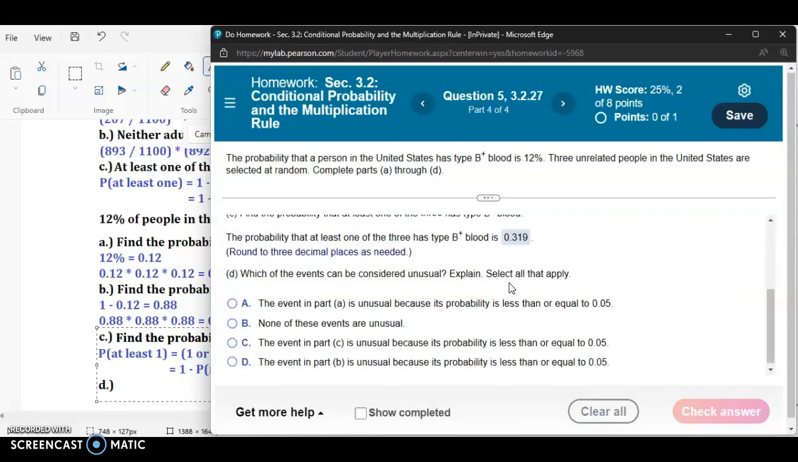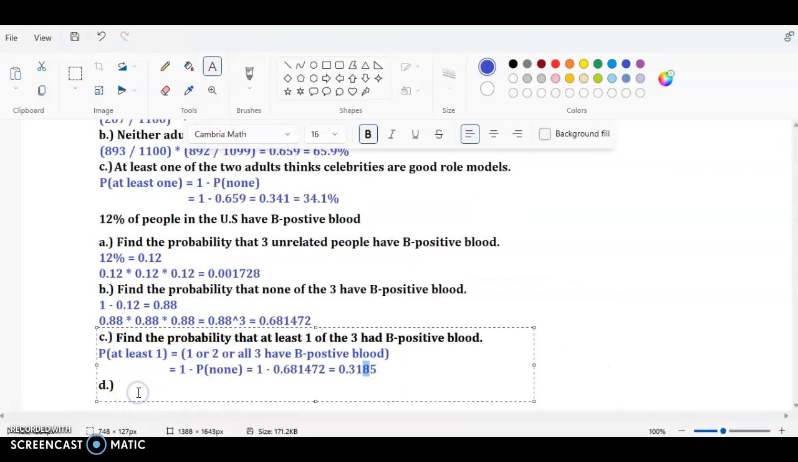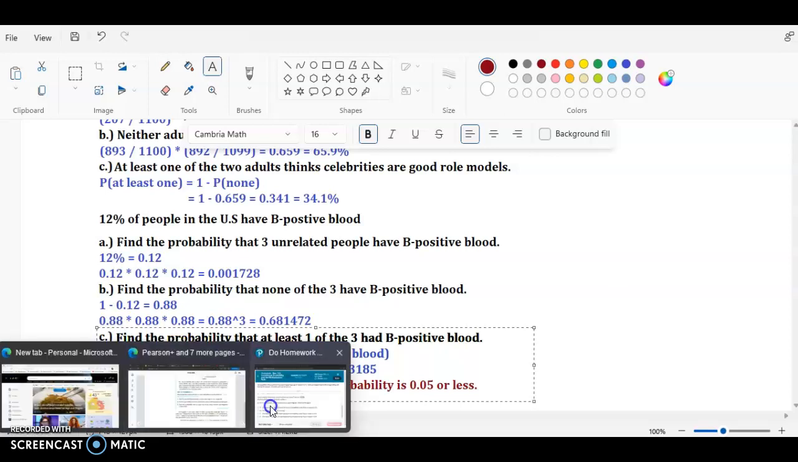All right, and part D says, which of the events can be considered unusual? And then it says explain. Somewhere in the book it talks about how to identify unusual events. But it basically just says that an event is considered unusual if its probability is 0.05 or less. So if we go back and look at our answers, we want to see which ones have probabilities that are 0.05 or less.